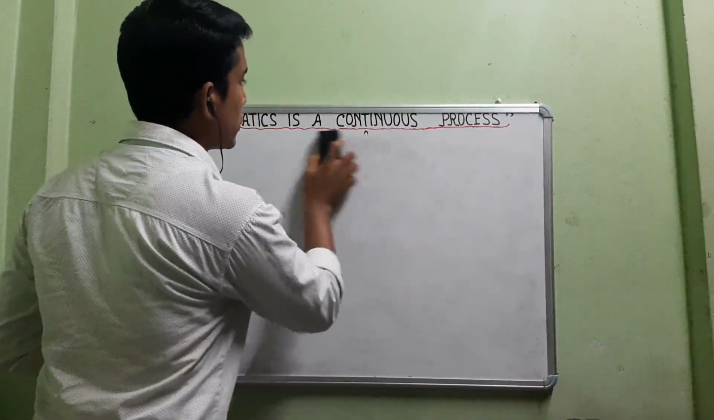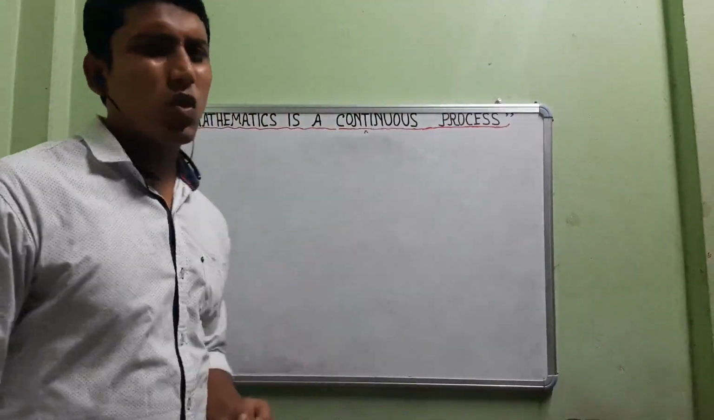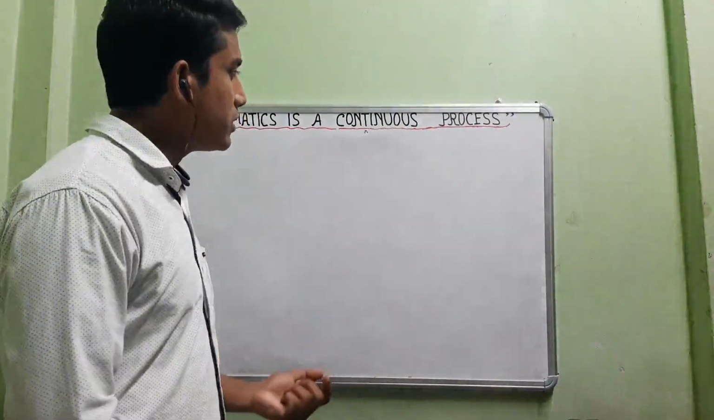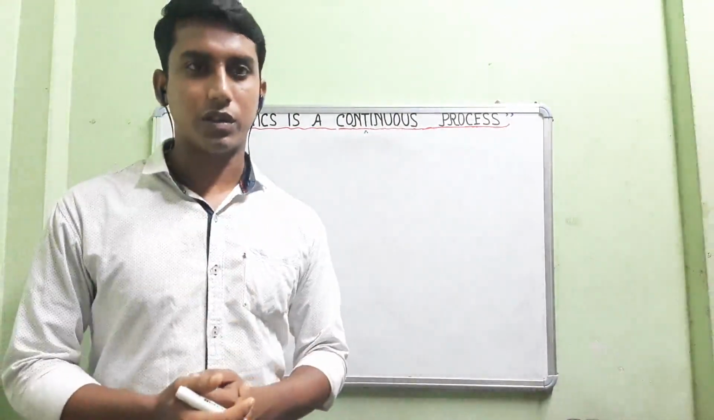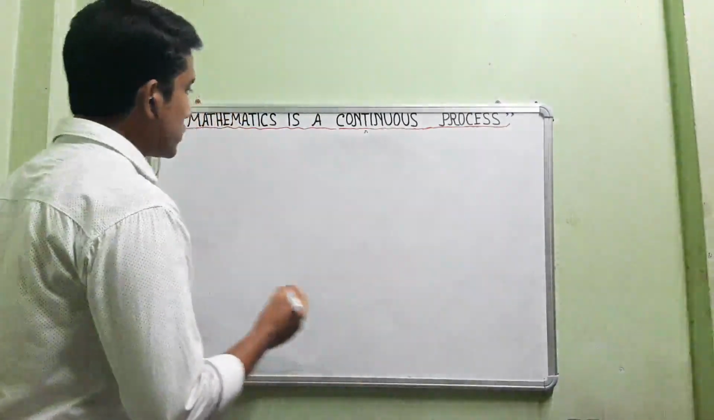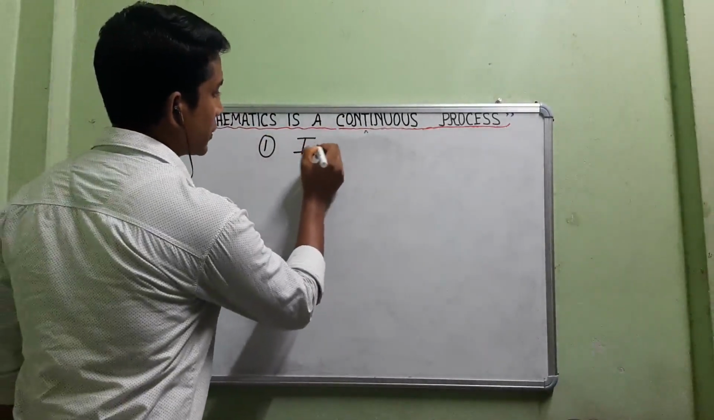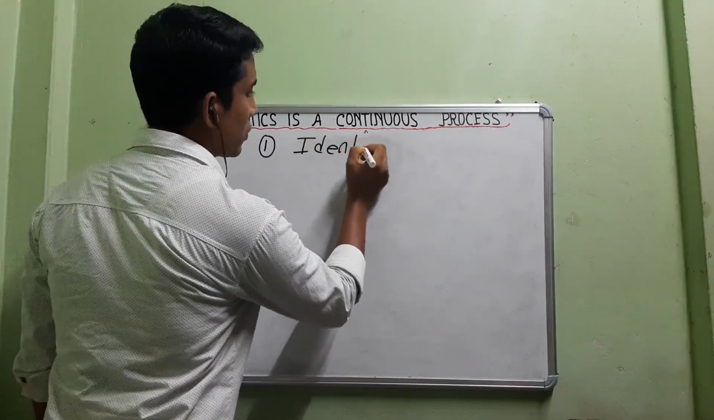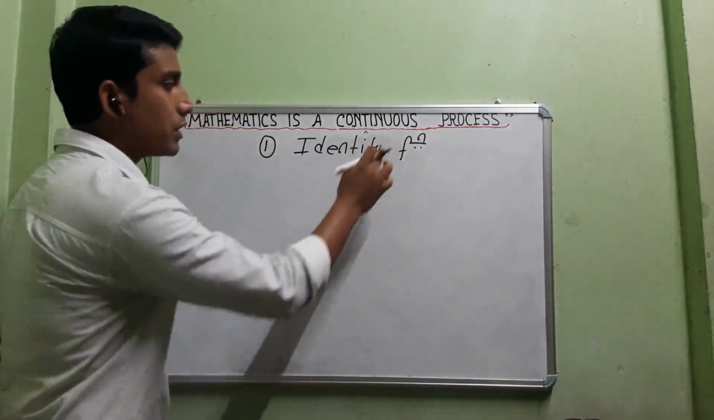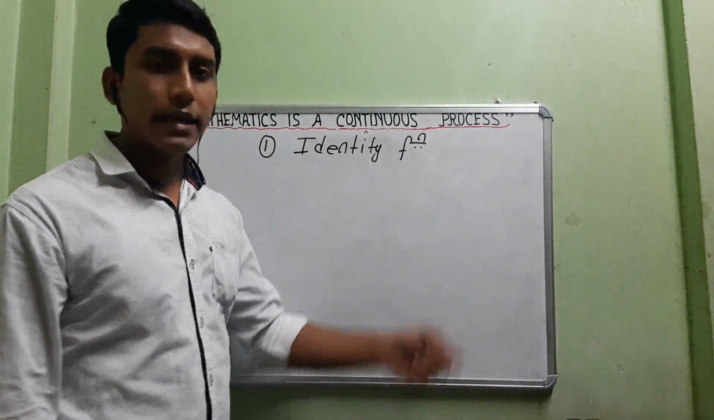So there are so many types of functions possible, but here we'll take some standard functions whose graphs are very important. The first one we'll discuss is called the identity function. The name of the function is identity function, and I'm using this notation to represent it.